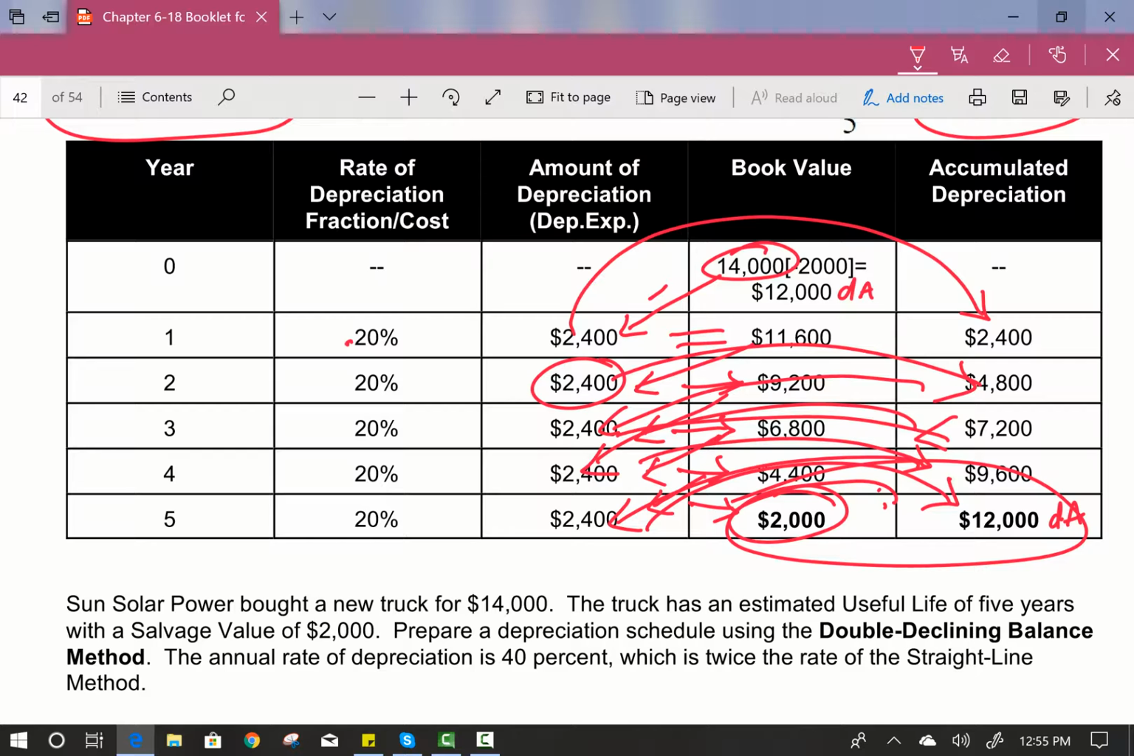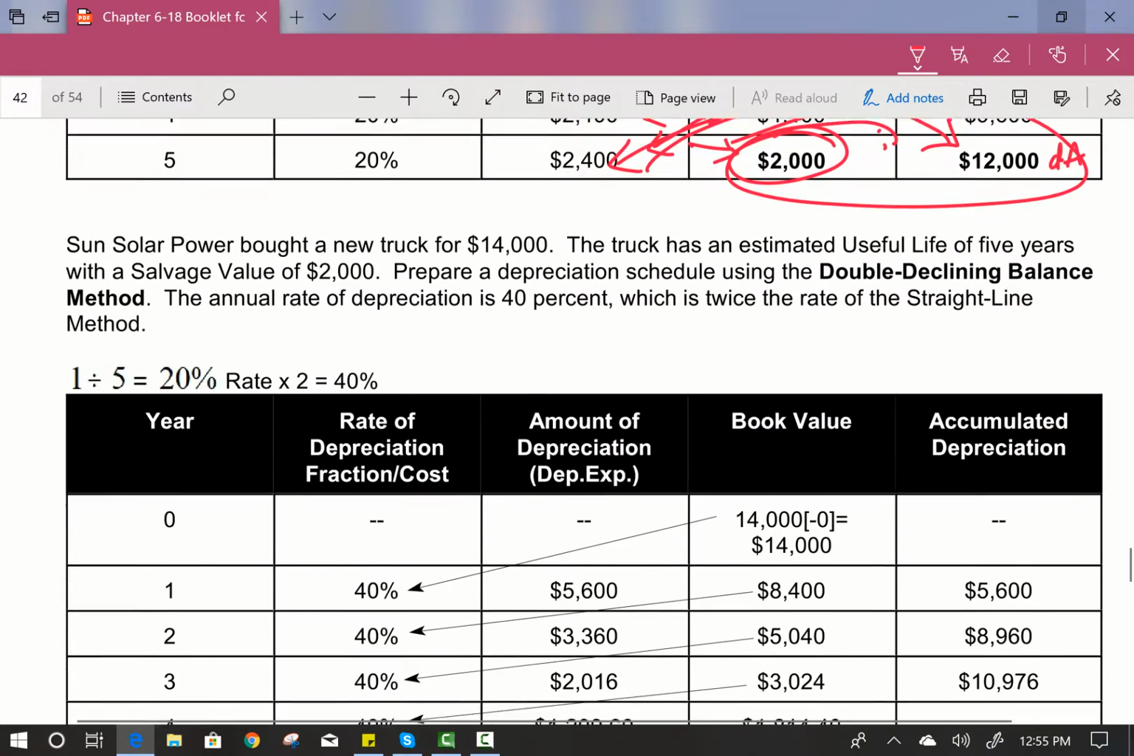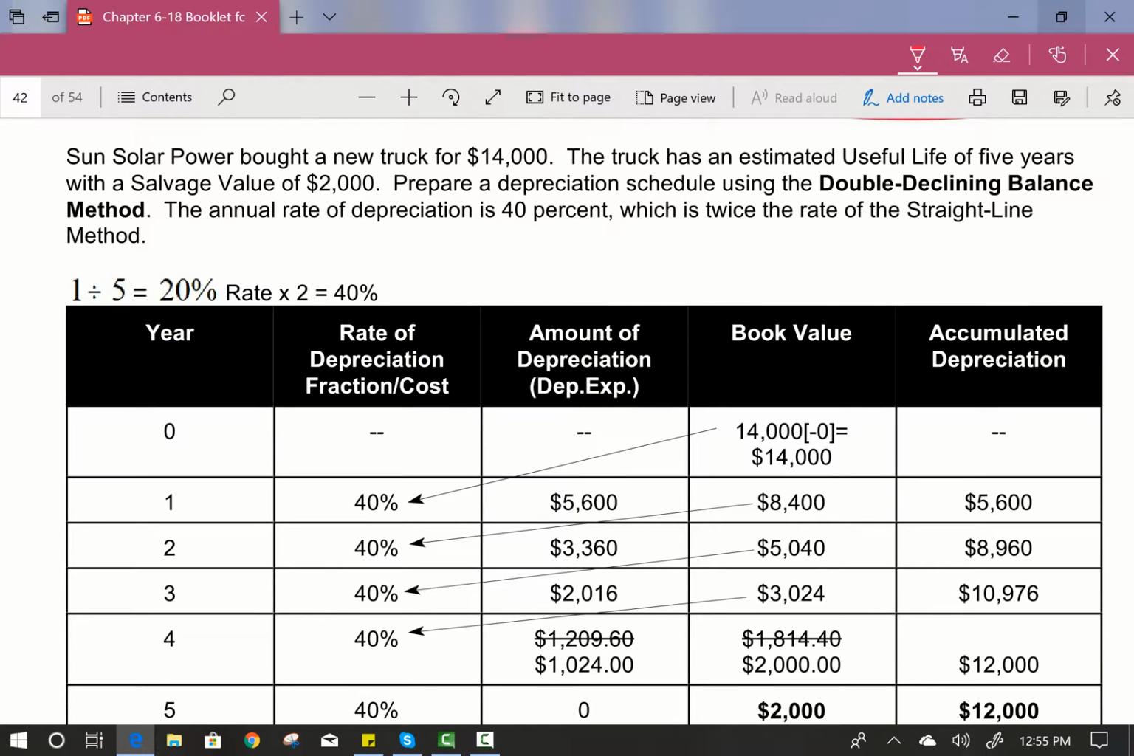Okay, now in the same scenario, SunPower bought a new truck for $14,000, and the truck has an estimated useful life of 5 years, just like we did in the other one. It has a salvage value of $2,000. Prepare a depreciation schedule using the double declining balance method. The annual rate of depreciation is 40%.